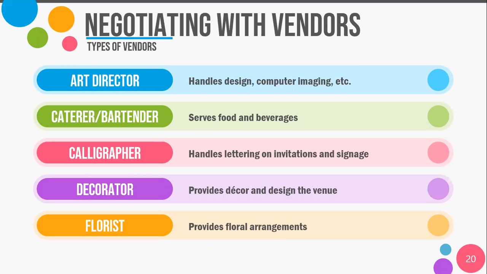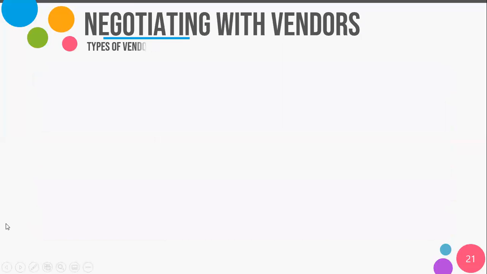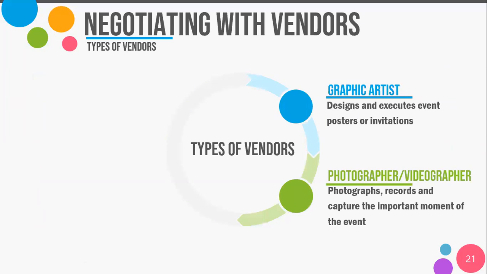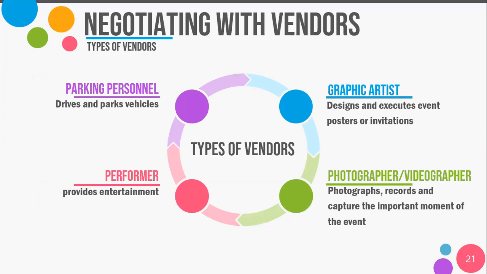There are a lot more people, for example, people that handle lighting, or vendors that handle heavy equipment. Okay, but we're not including this type of vendor. Okay, so beyond the things that I have talked about before, there are also the graphic artist, photographer, performer, and also parking personnel. All of these kinds of people are also known as vendors.